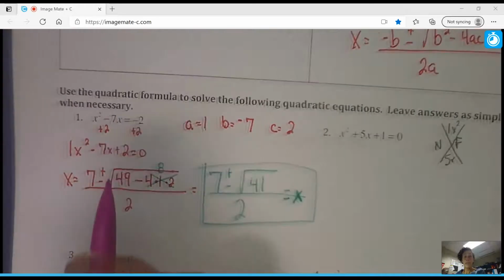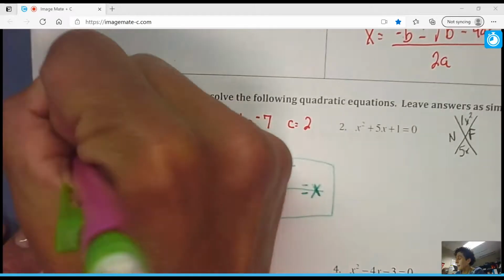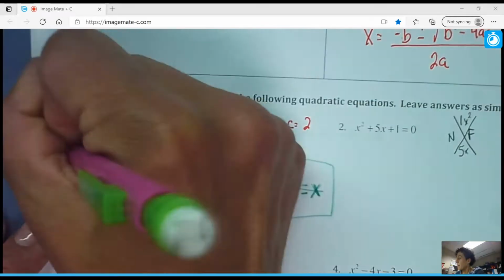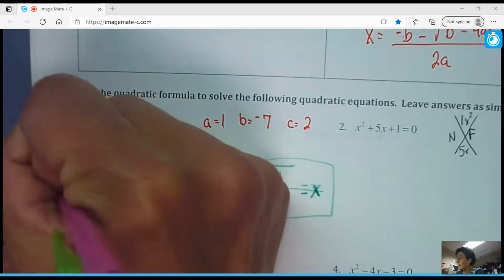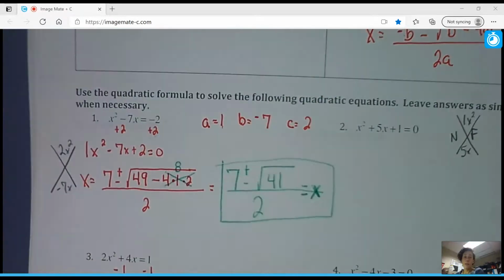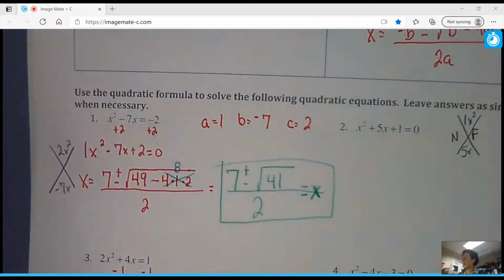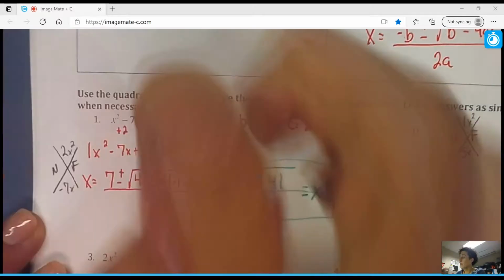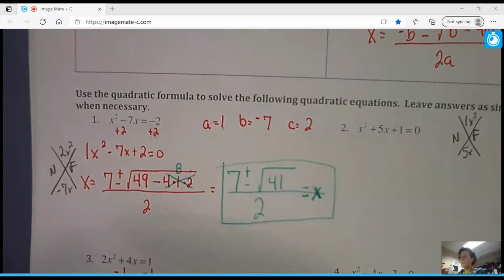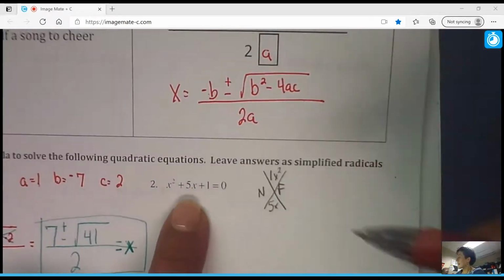And the same would have happened here. Had I tried to factor it, and that's what I should have started with, factors of 2 that get to -7, there are no factors of 2 to get to -7. So again, it's not factorable, so you're sad, and we sang our little song to cheer ourselves up. All right, so let's go ahead and identify a, b, and c.